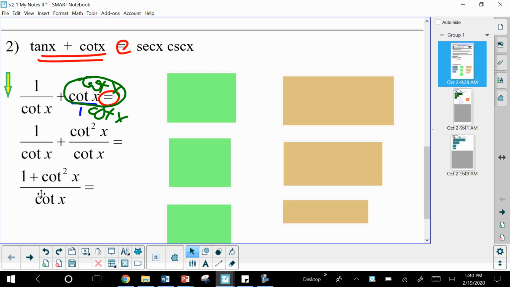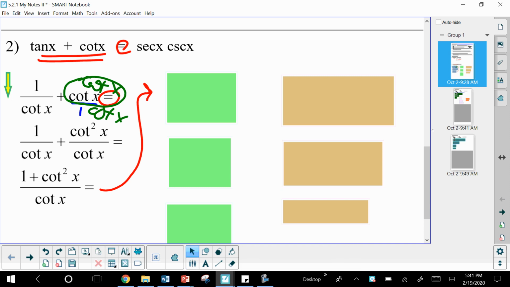Now I am running out of room on my screen. So when this happens, or you run out of room on your paper, what you want to do is draw an arrow directing your person, whoever's reading it or wherever you're writing it, onto your next step so they can keep track of it. This is really important too. Otherwise, I have no idea where you're going.